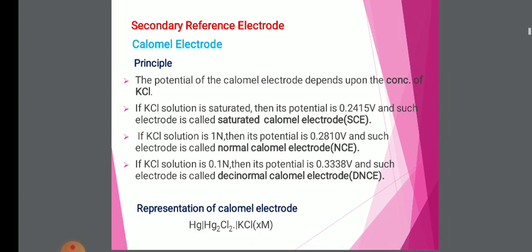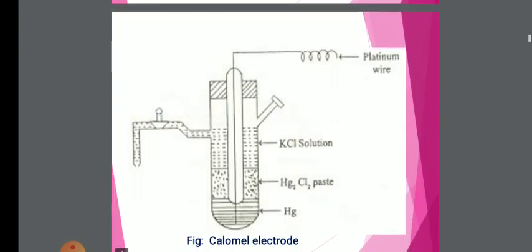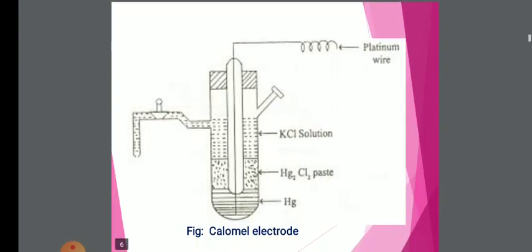So the representation of the calomel electrode is Hg, that is mercury, single vertical line, Hg2Cl2, again single vertical line, KCl, which is X molar. The single vertical line here indicates the phase boundary. Now come to the diagram for the calomel electrode. This is a diagram of the calomel electrode.